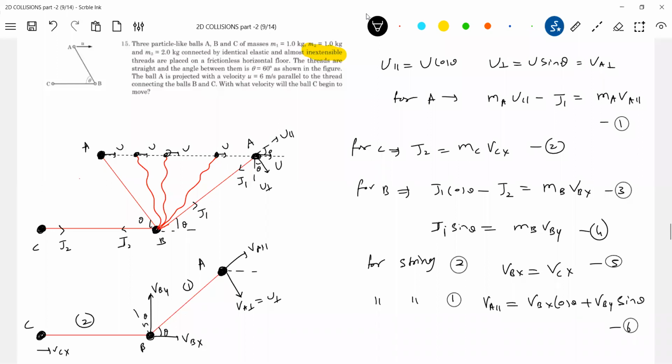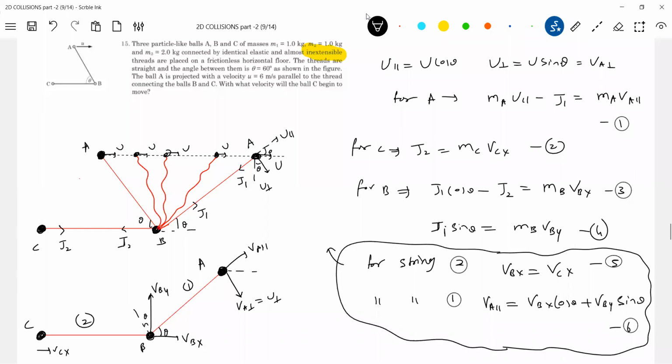Whenever one string or two strings are there, the string is inextensible, so the velocity of the ends along the string must be equal. Why equation 5 and 6? What is the basic idea for 5 and 6? As the string is inextensible, the velocity of the ends along the string must be equal.